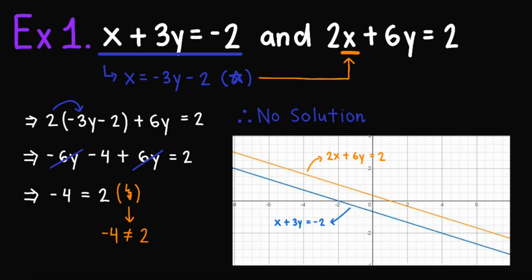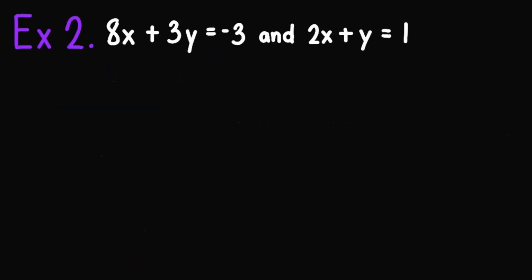So I hope you got that one right. Let's now move to the second example. In here we have 8x plus 3y equals negative 3 and 2x plus y equals 1. Again, feel free to pause the video so that you may try this one first on your own.